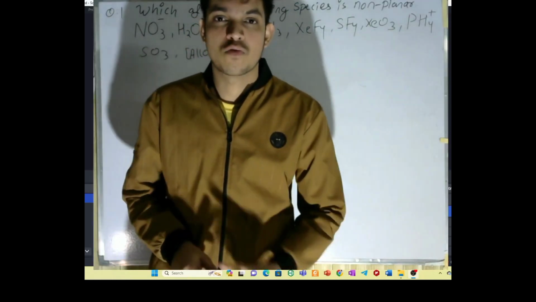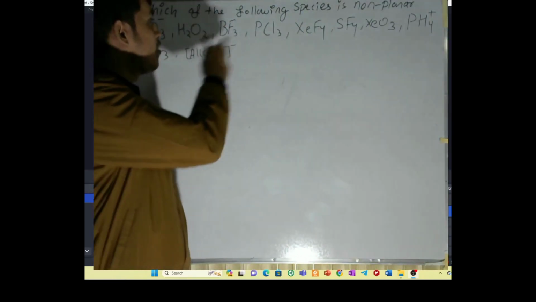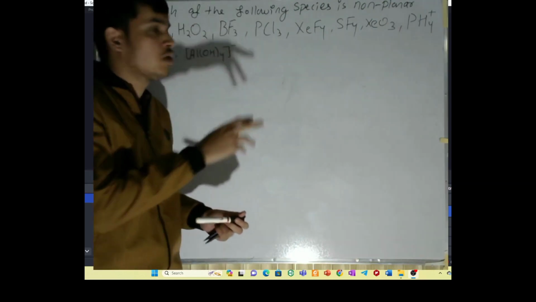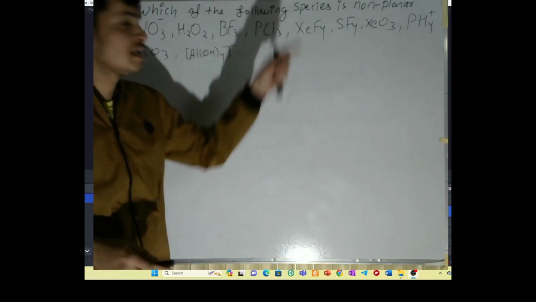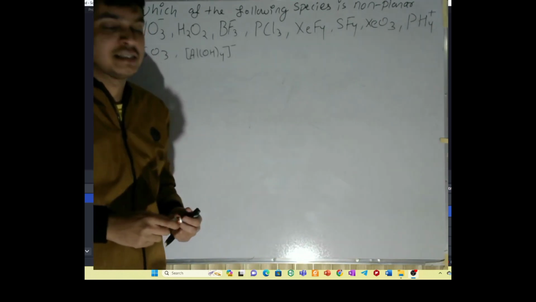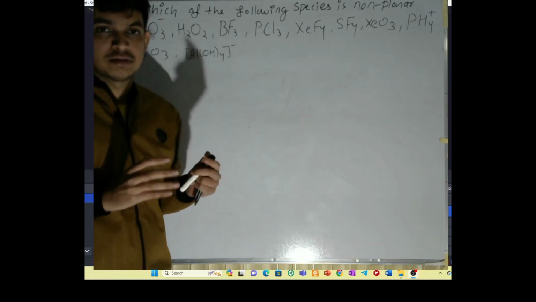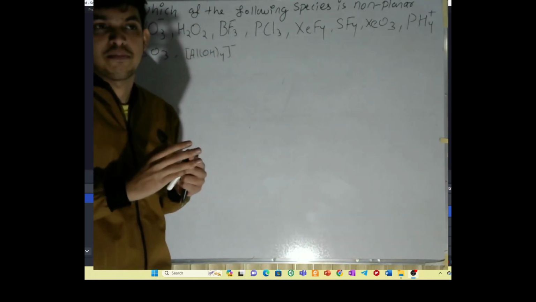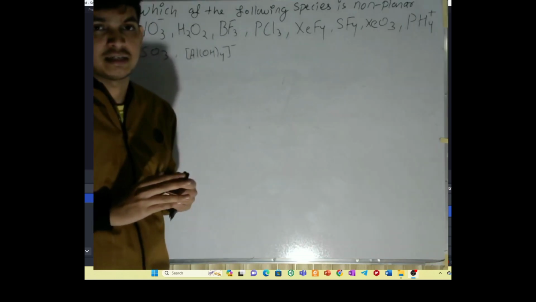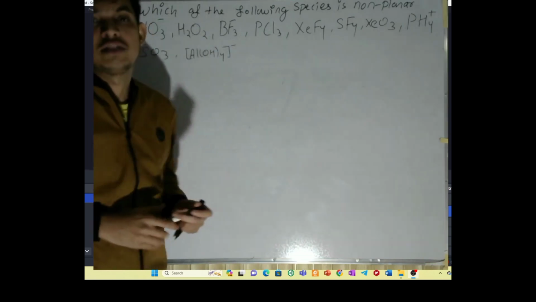Hello, myself Nobel Sahu, and here I will explain which of the following molecule structures is non-planar. Non-planar means if all the atoms of a species lie in one plane, then that is called a planar structure, and if not, it is called a non-planar molecule.